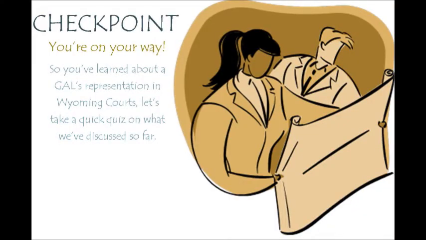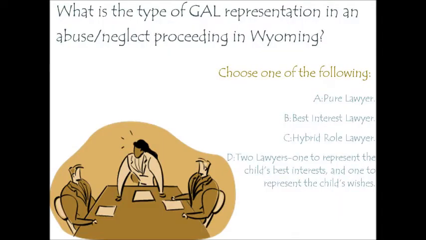So you've learned about a GAL's representation in Wyoming courts. Let's take a quick quiz on what we've discussed so far. What is the type of GAL representation in an abuse neglect proceeding in Wyoming? Please choose one of the following. Is it A, peer lawyer, B, best interest lawyer, C, hybrid role lawyer, or D, two lawyers, one to represent the child's best interest and one to represent the child's wishes? Please take a few moments to think about your answer.